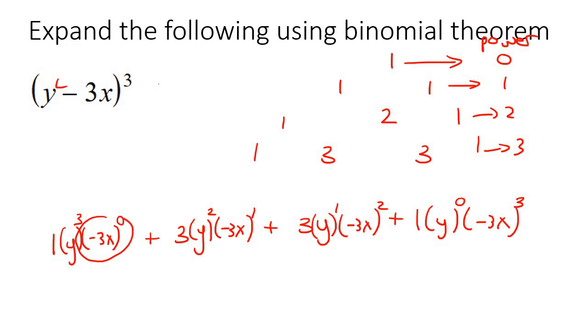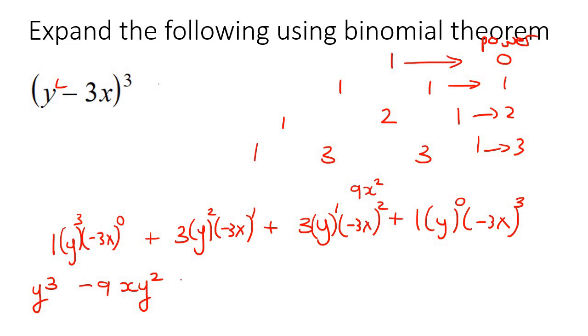So this part falls away because anything to the power of 0 is a 1. So we end up with y to the power of 3 plus, now this part is just going to be 3y squared, and this part is negative 3x. So it's going to become negative 9, okay, so negative 9 because 3 times 3 is 9, and then xy squared. So x, and then there's a y squared. Okay, and then the next part, so this here, what does that become? Well, that becomes 9x squared, because it's negative 3 times negative 3, which is 9, and then x to the power of 2 is x squared. So if you multiply that 9 and that 3, you get 27.